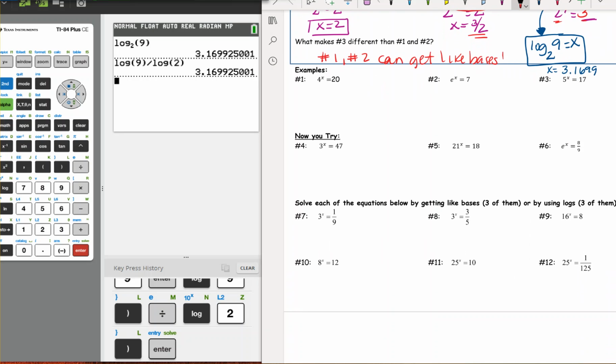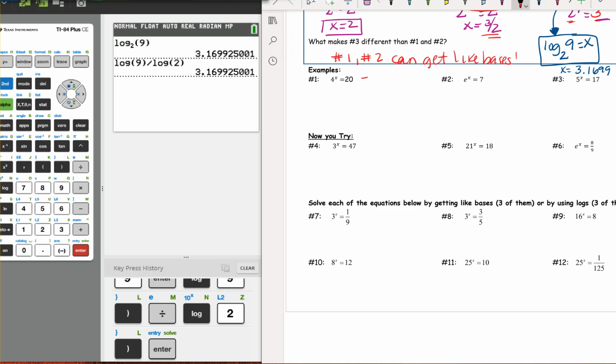Okay, so let's look at number 4 here. The question says 4 to the x equals 20, so you should first always look to see if you think you can get like bases, but in this case I cannot. So we're going to take it from exponential form, right? This is exponential form, and I'm going to just put it in log form. This would be log base 4 of 20 equals my exponent.